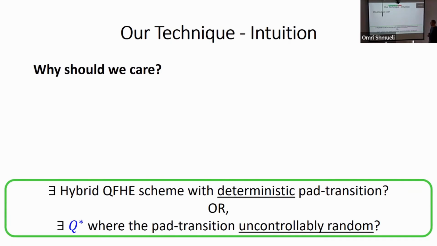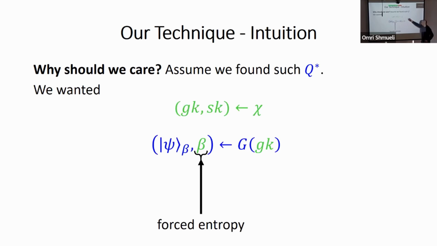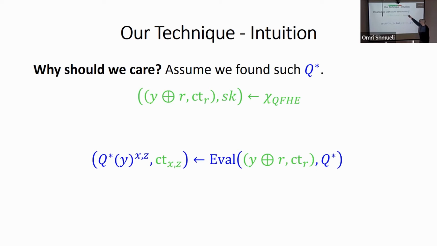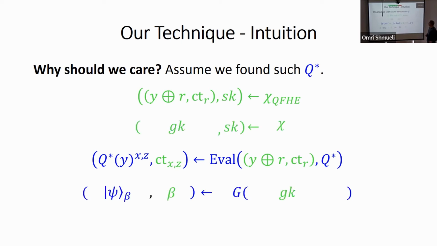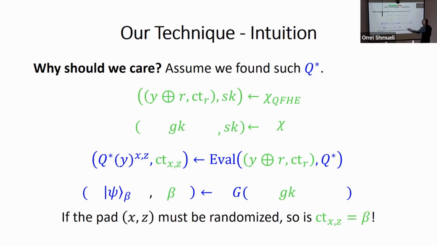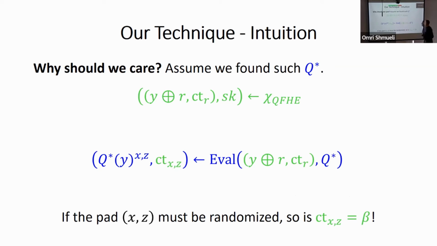And why do we care about this? Let's say we have such a special quantum circuit Q star, and earlier we wanted this template, and now we have the QFHG scheme here, and we can think of the QFHG as an implementation of our template. The generation key is going to be an encryption, and Q star is going to be hardwired here in this G. And if the pad has this forced entropy, you cannot control it, and you think of this encryption of the pad as beta, then also beta has this property of forced entropy. So this is what we're learning for now.